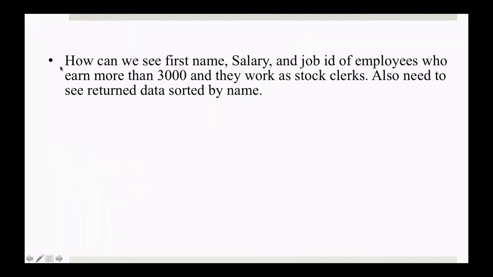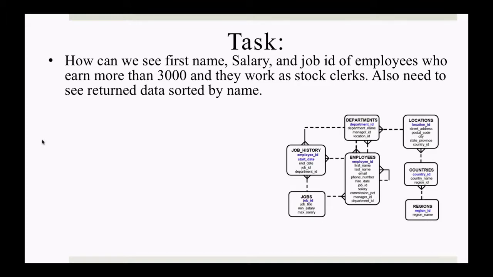How can we select first name, salary, and job ID of employees who earn more than 3,000 and they work as stock clerks? Also, you need to sort the data by name. So let's see if you guys are able to do this. Okay, guys, for stock clerks, it's st underscore clerks, I think so. That's the terminology. You can double check it in the data as well if I'm right, but I think that's the job ID for stock clerks.